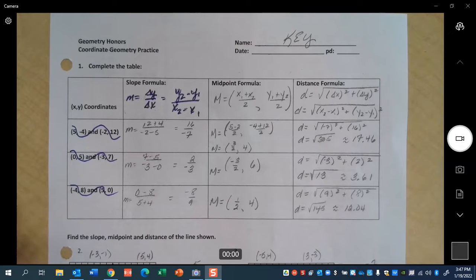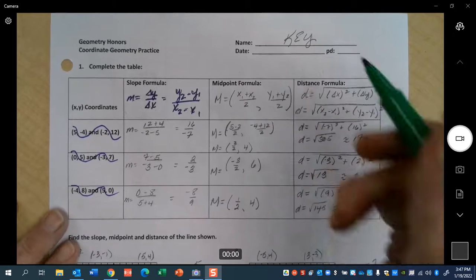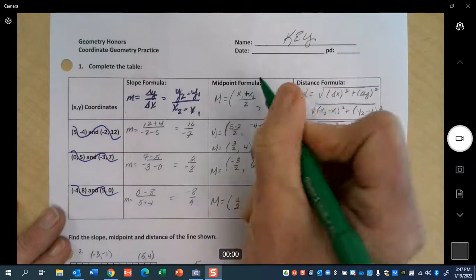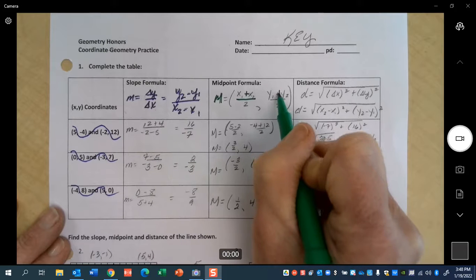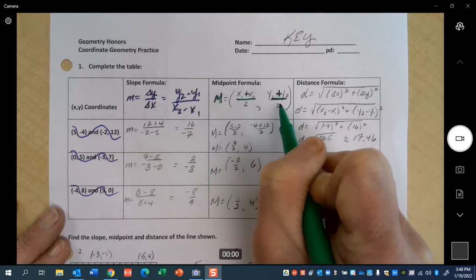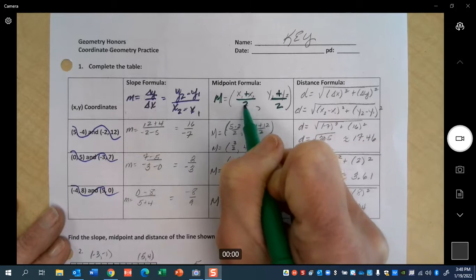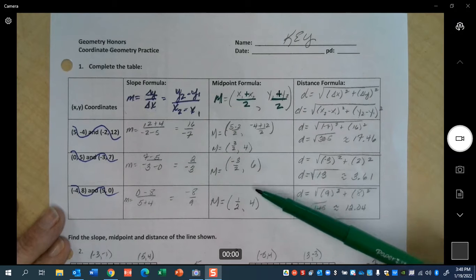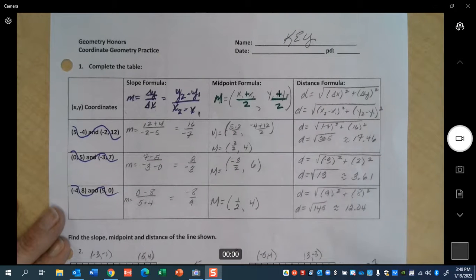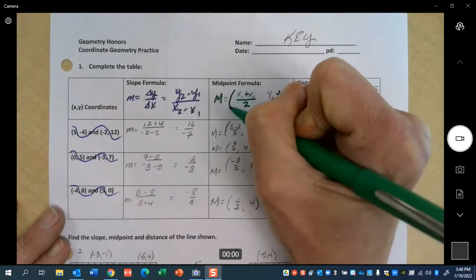Now when we talk about the midpoint, our midpoint is always going to be the average of the coordinates. So my midpoint, I'm going to be adding my x's, adding my y's together, and then dividing by 2. So simplifying fractions where I can and where I need to. That's how we get our midpoint.